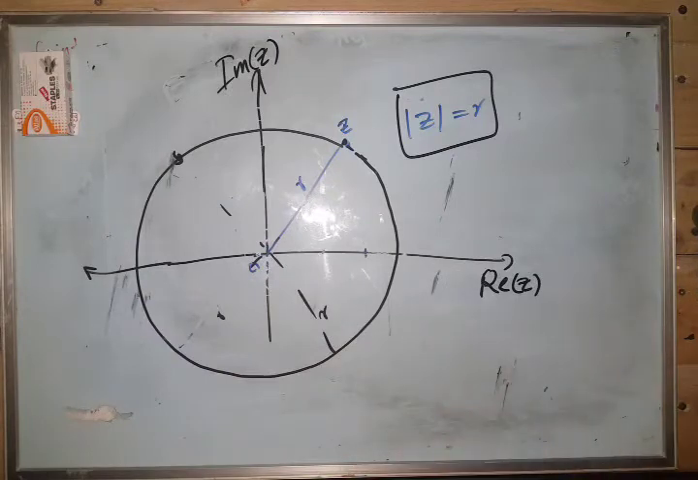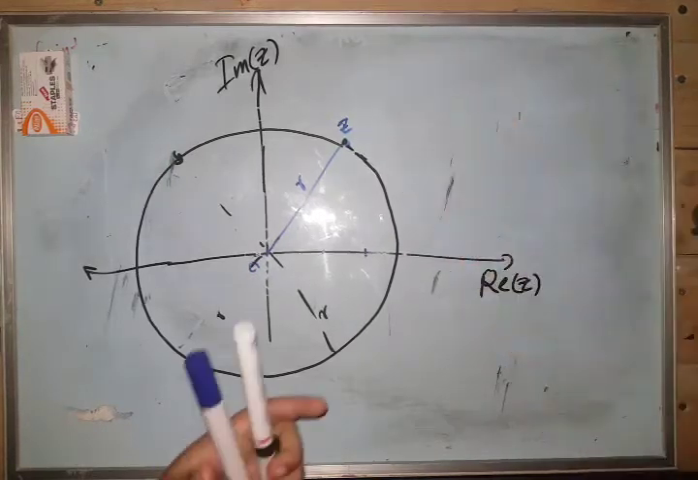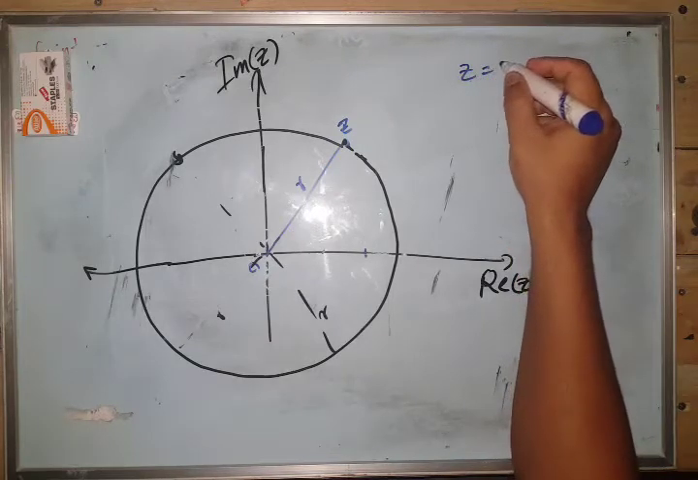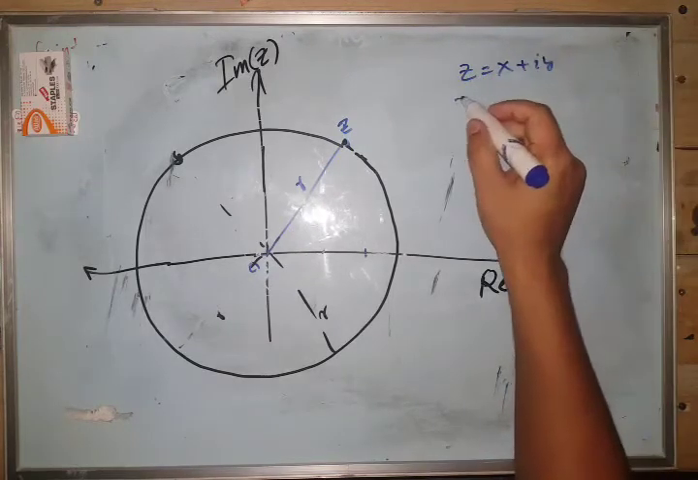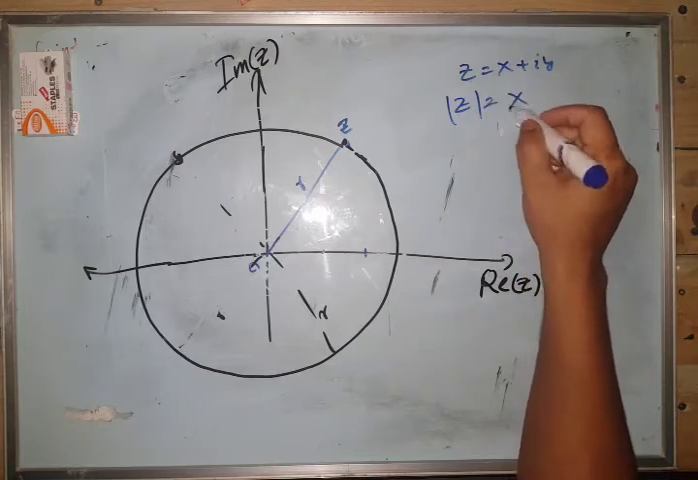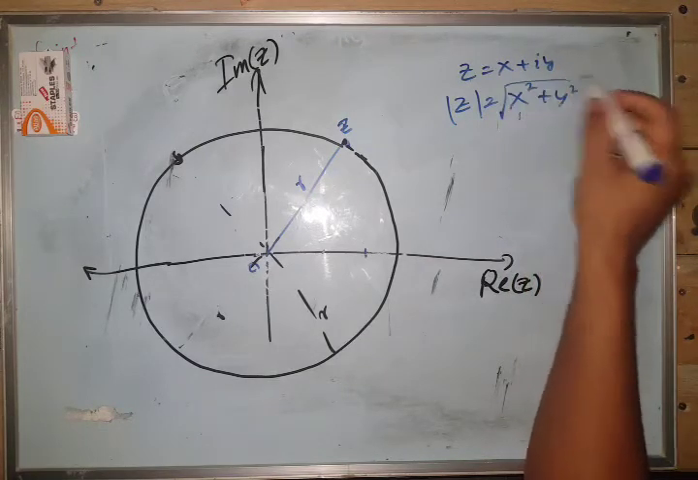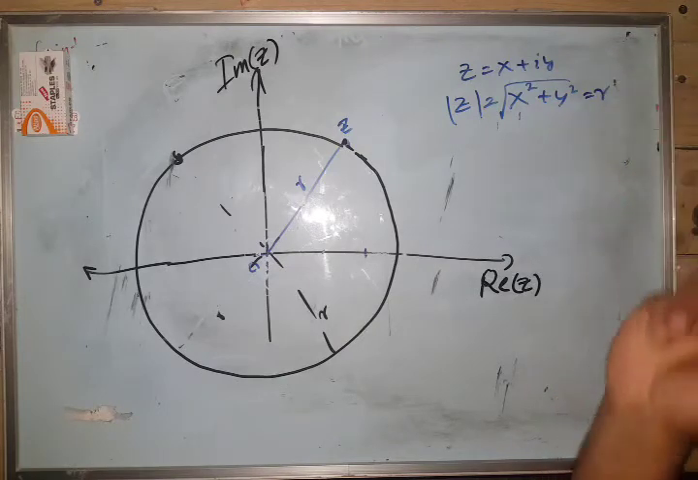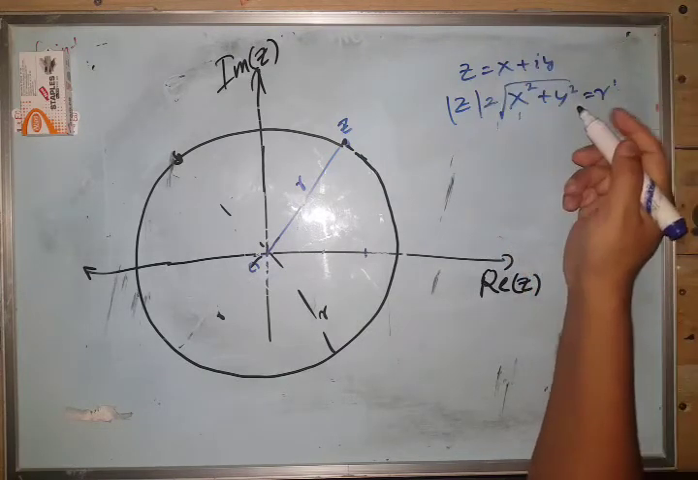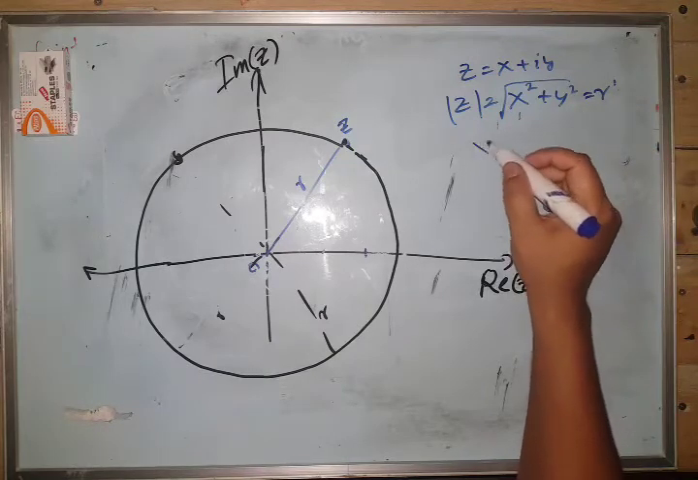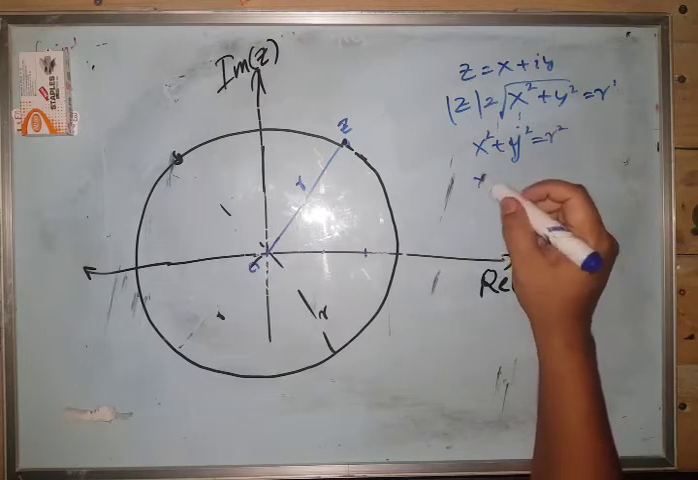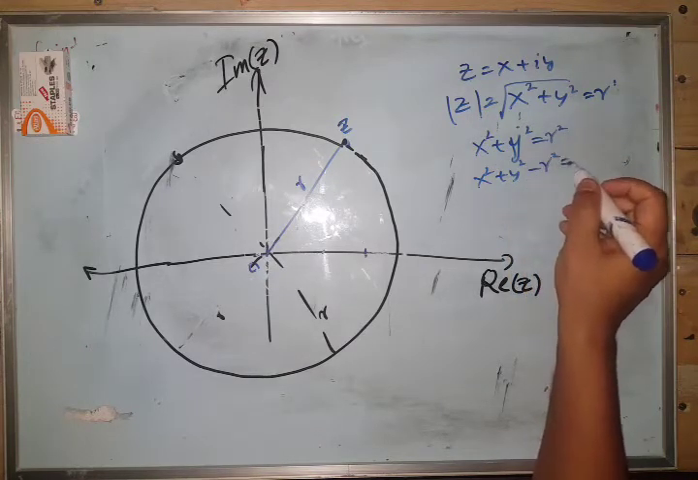Let's see if we can figure this out using Cartesian coordinates. You already know the characteristic equation of a circle. So let's say z is given by x plus iy. So modulus of z is the square root of x squared plus y squared. So this is equal to r. Now if I get rid of the square root, you will get x squared plus y squared equals r squared, and x squared plus y squared minus r squared is equal to 0.